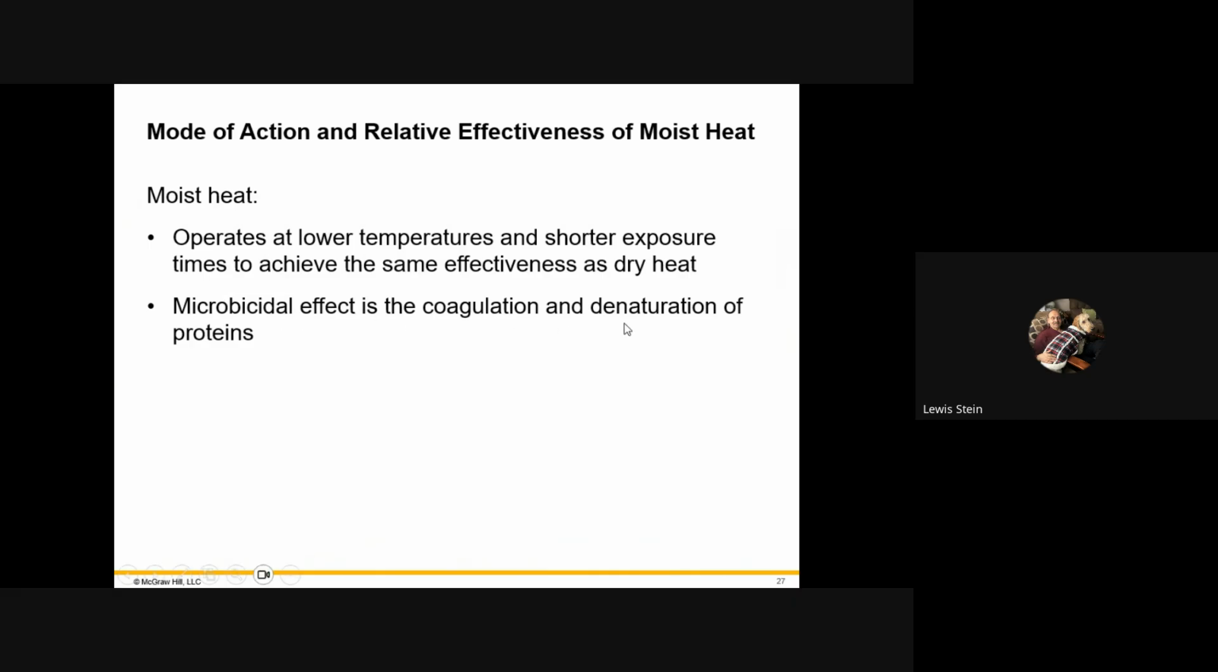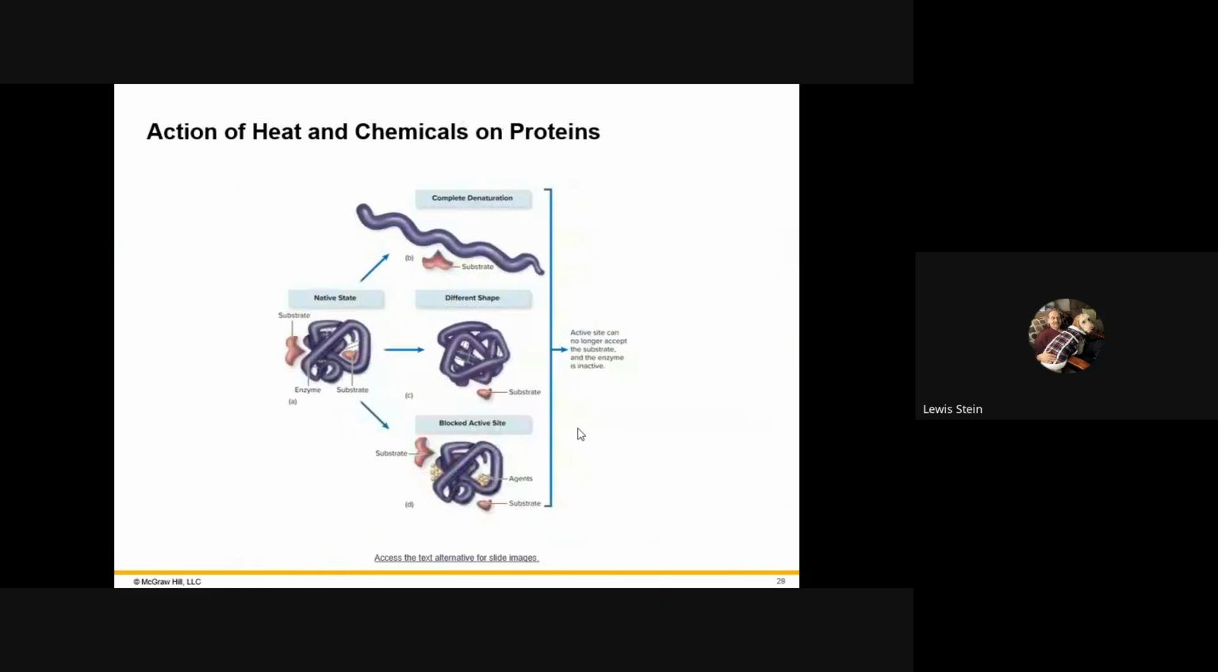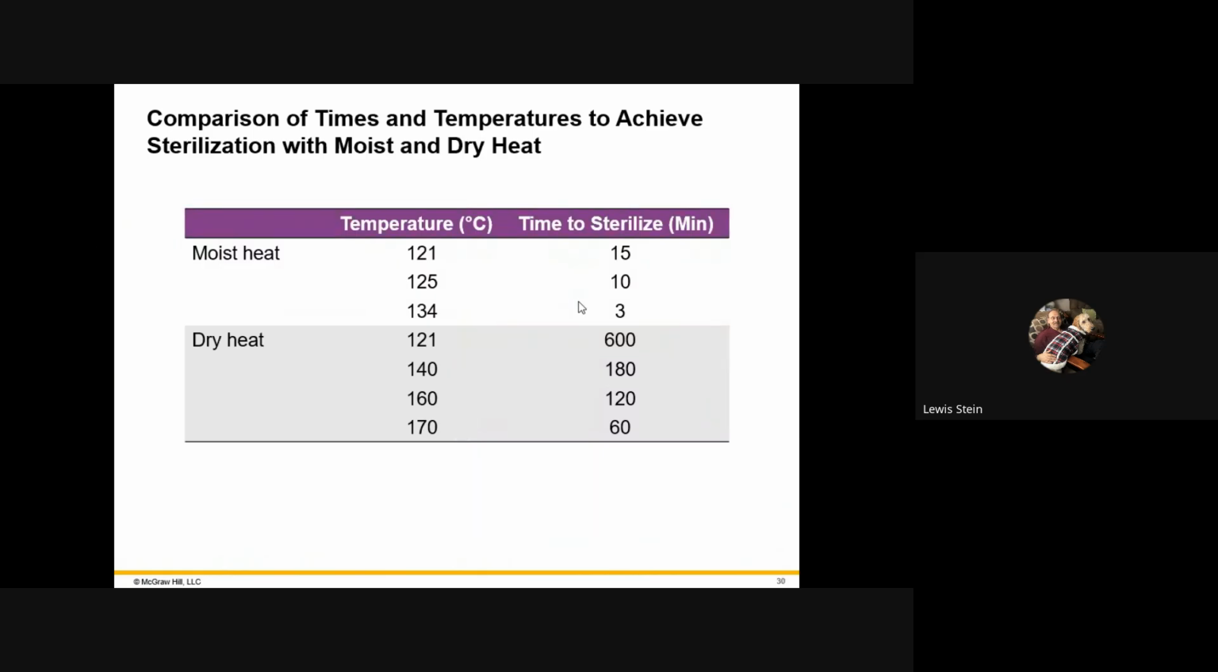Okay. And again, proteins play the role. Dry heat, you're doing it. Okay. Denatures the proteins, all of this, but basically, when you're flaming that loop, you're oxidizing, burning them to ashes, they're gone. And they're just showing you some illustrations. The numbers are interesting. The most important of these numbers is right here.